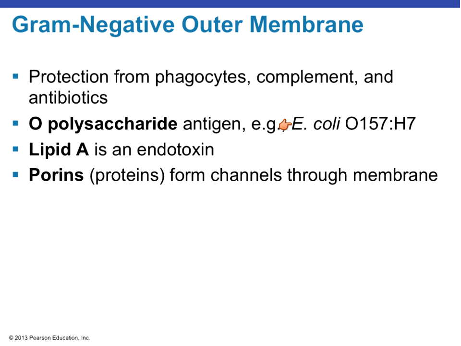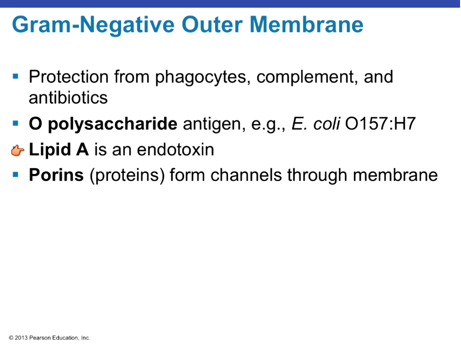So we'll go back to E. coli. H7 represents the special antigen on the flagella. O157 is the special O polysaccharide that's associated with this LPS layer, or outer membrane layer of the gram-negative cell. Lipid A is an endotoxin, which means that if you ingest a bacteria that has the lipid A as an endotoxin, then when your cell ingests that bacteria, the bacteria releases that toxin and it causes the cell to die.